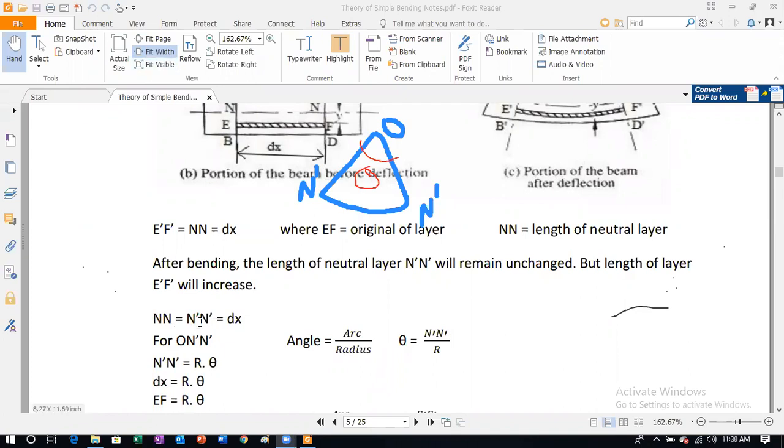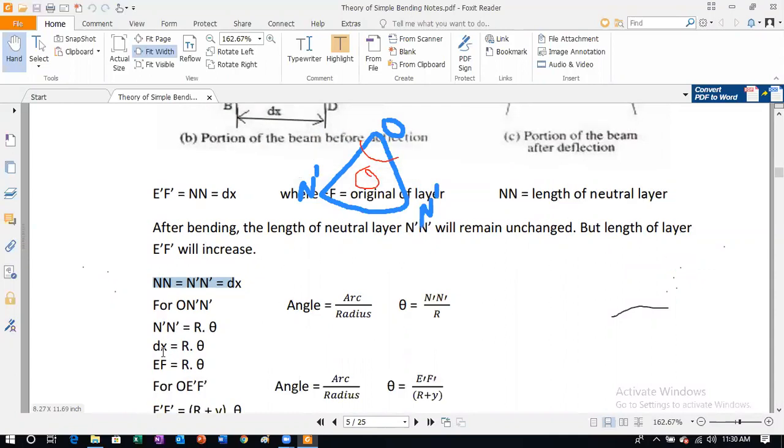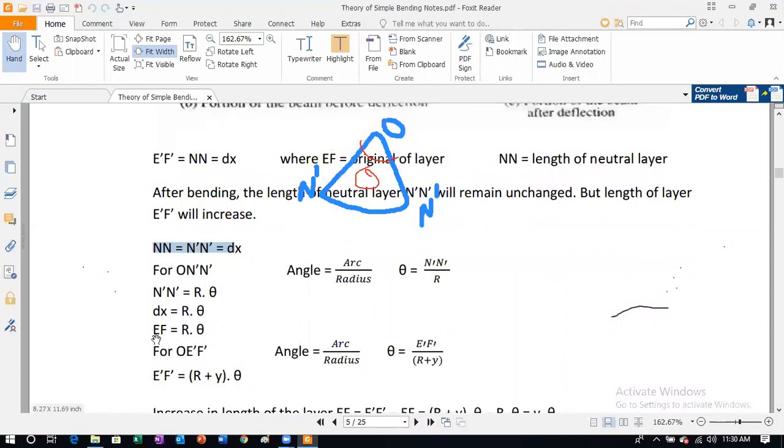And we know N dash is equal to dx, because the plane section that was plane before bending will remain plane after bending. NN is equal to N dash is equal to dx. So N dash is equal to R theta, and dx is equal to R theta, and that dx is also equal to EF. Then EF is equal to R theta.